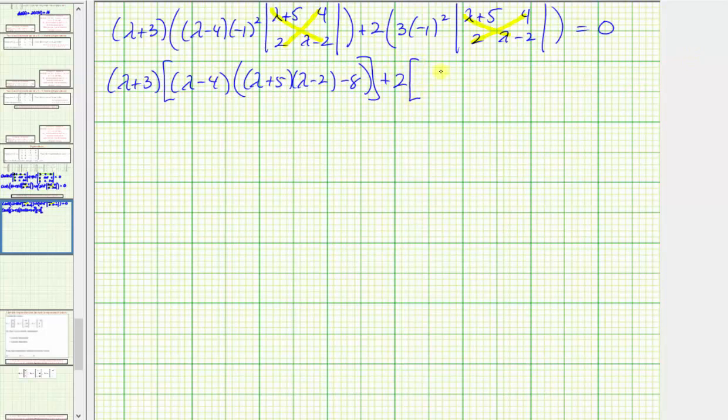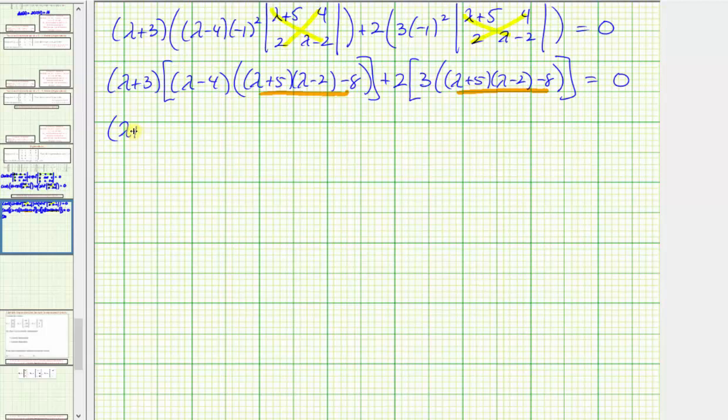Let's use a bracket here. Then we have positive 3 times the value of the determinant, which again is the quantity lambda plus 5 times the quantity lambda minus 2 minus 4 times 2 or minus 8, and then all this equals 0. So for our next step, let's go ahead and simplify here and here.